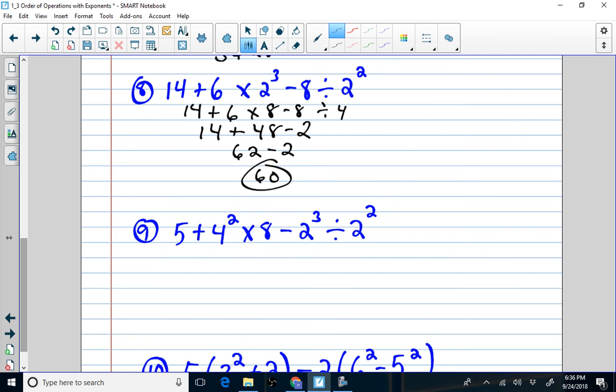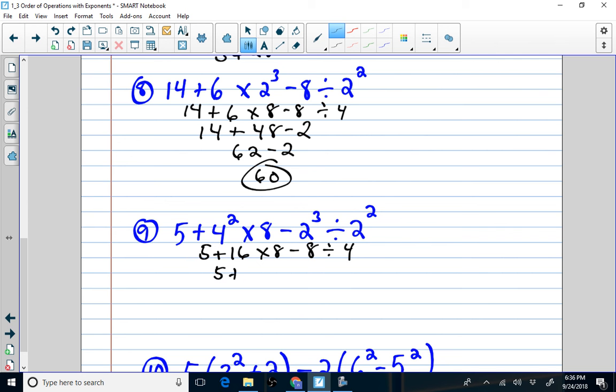Example 9. We have, let's see, exponents first. So this is 5 plus 4 squared is 16 times 8 minus 2 to the third power is 2 times 2 is 4 times 2 is 8 divided by 2 squared is 4. All we did was evaluate each one of our exponents. Now I do multiplication and division from left to right.